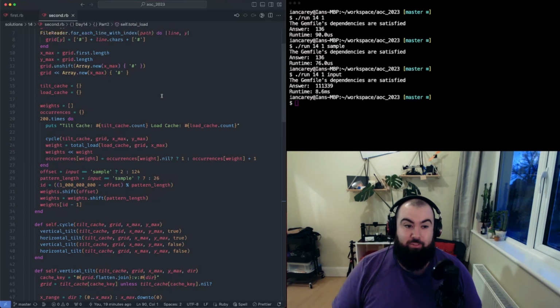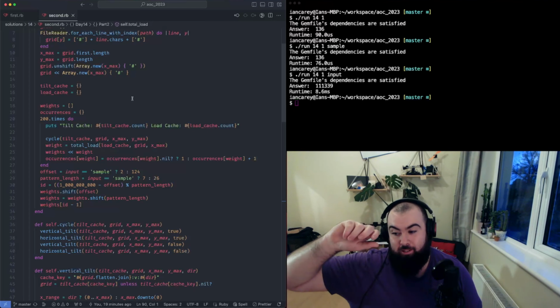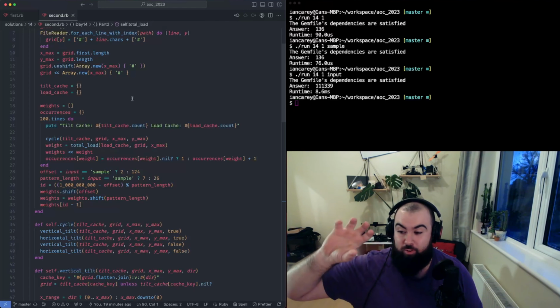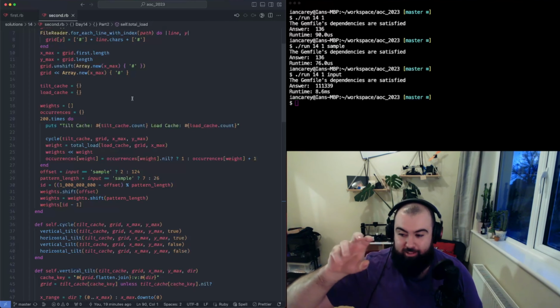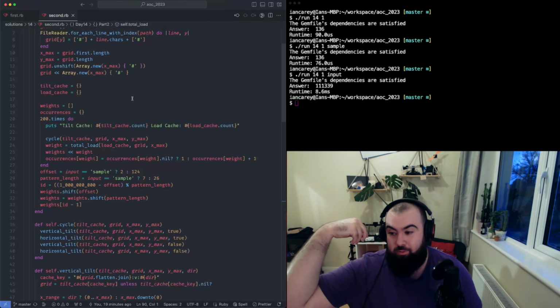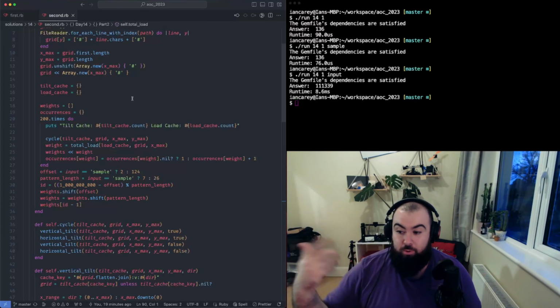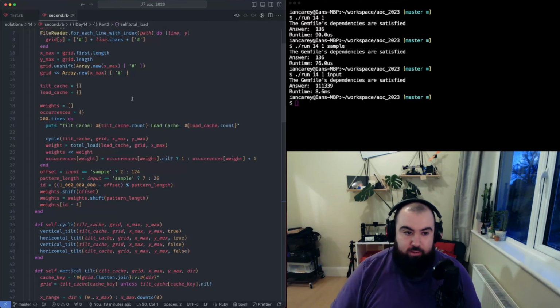So now, finally, onto the actual meat of the problem. We can figure out a cycle. We can figure out what we're left with after a cycle. We can calculate the load for that cycle. So now we have to figure out what that would be if we do it 100 million times, or whatever that massive big number is.